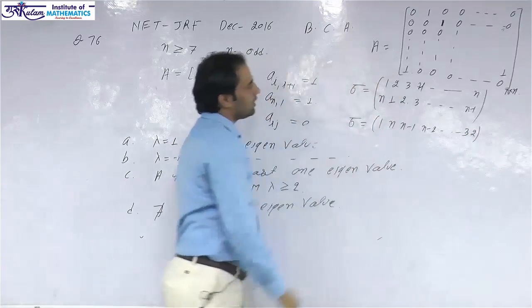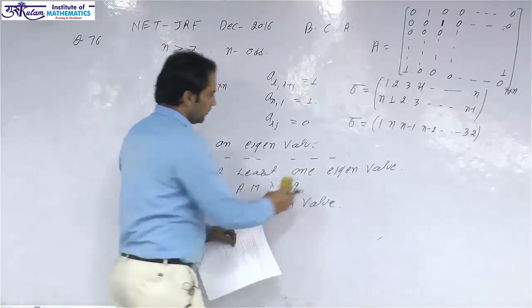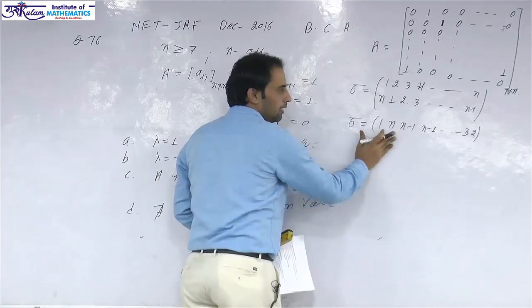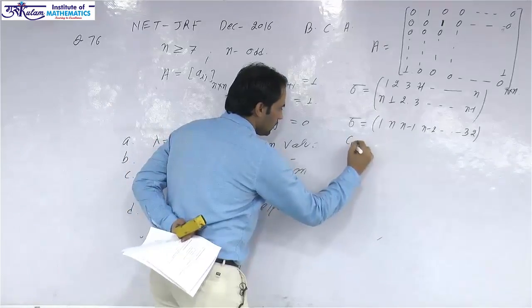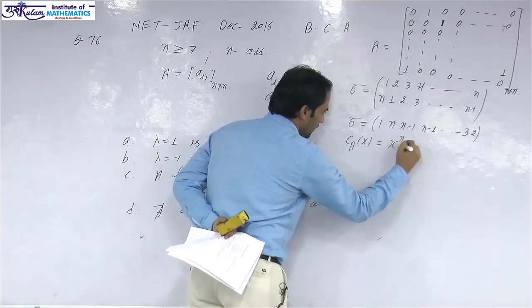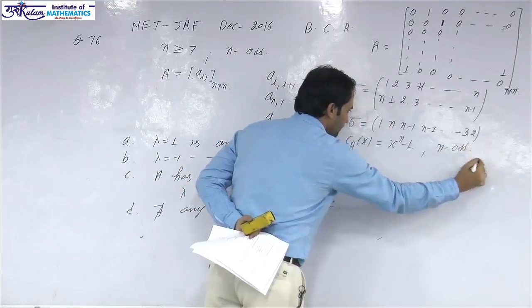So this sigma is simply a cycle of length n. So the cycle decomposition of sigma is simply a cycle of length n. So you can directly write down the characteristic polynomial of this matrix A, which is x to the power n minus 1, where n is an odd number.